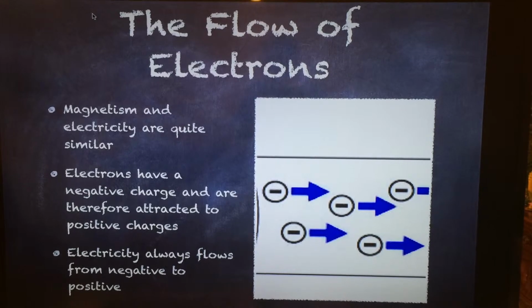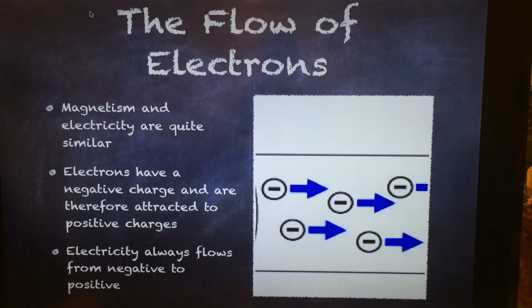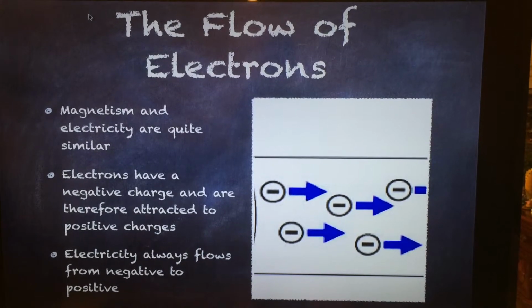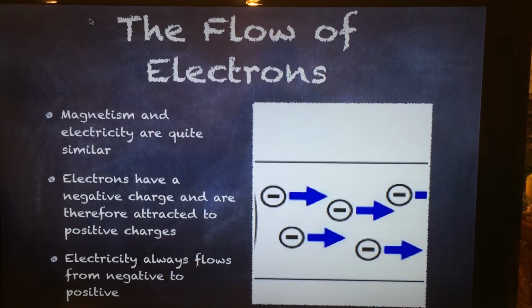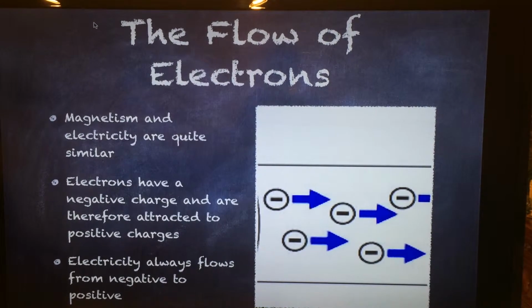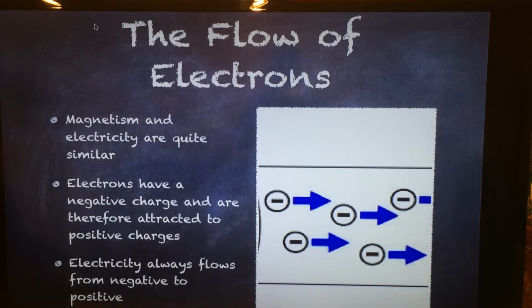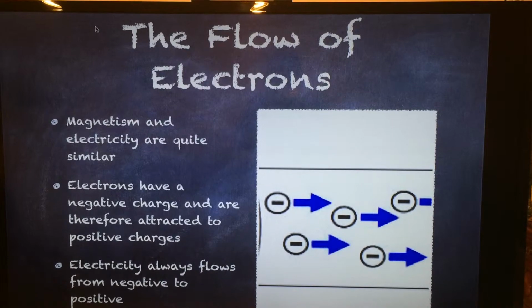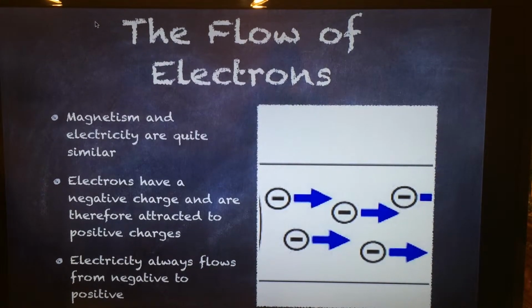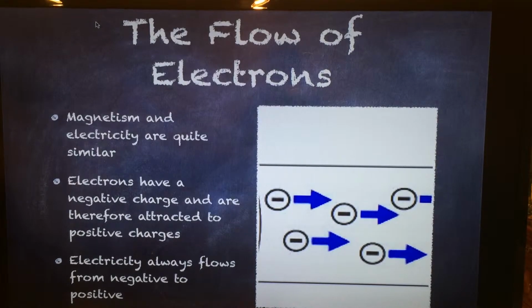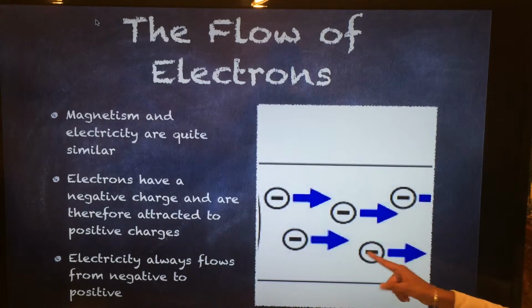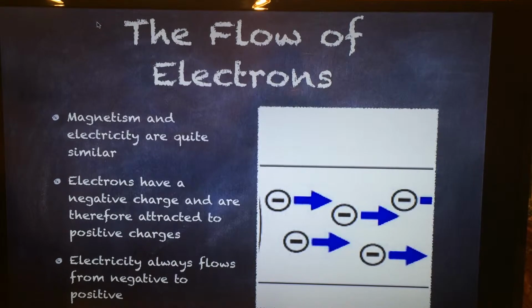Magnetism and electricity are actually quite similar. But what exactly makes electrons move from one point to another point? What makes electrons flow? Electrons have a negative charge and are therefore attracted to positive charges, just like magnets, where like charges repel and opposite charges attract. Electricity, therefore, always flows from negative to positive, with the negative electrons being attracted to the positive terminal.